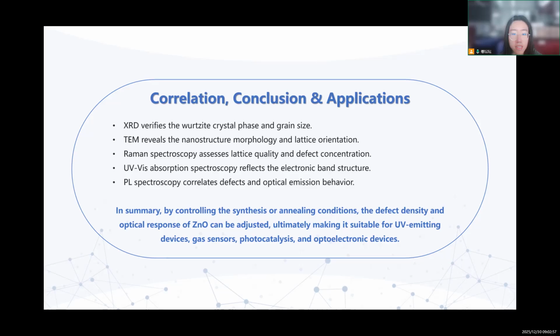And the zinc oxide crystal structure, defects, and optical properties are correlated. Okay, in summary, by controlling the synthesis and annealing conditions, the defect density and optical response of zinc oxide can be adjusted, ultimately making it suitable for UV emitting devices, gas sensors, photocatalysis, and optoelectronic devices. Okay, all of that.